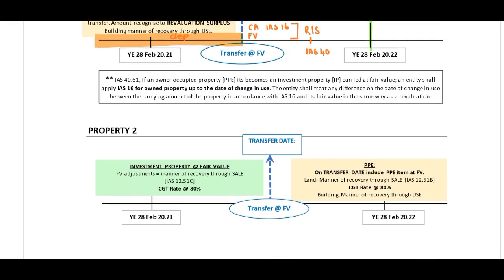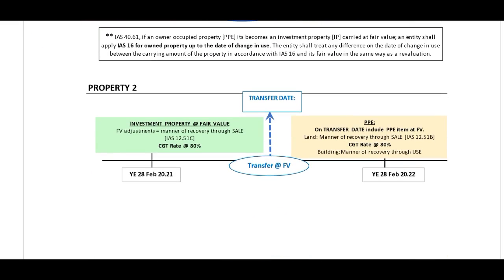Right, property 2. Property 2 was investment property at fair value. Therefore, manner of recovery through sale, CGT. Right, now at transfer date, we have to revalue this property at fair value, and then the fair value will be used to include in our PPE.